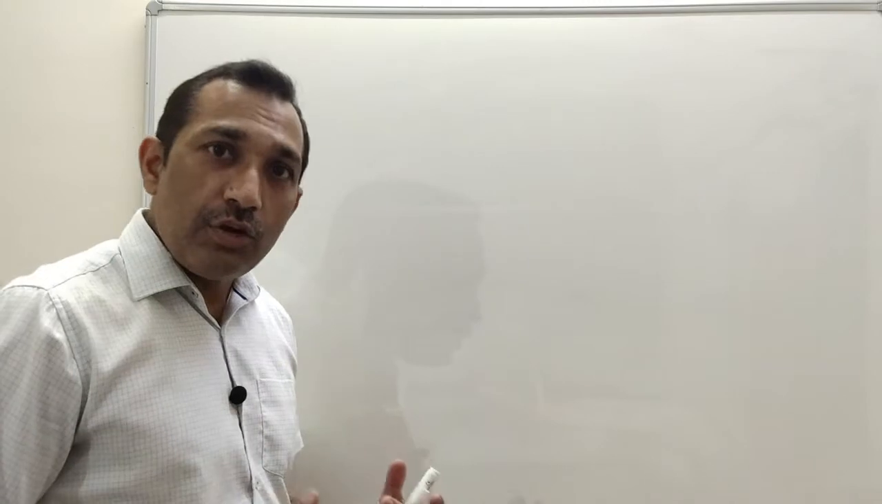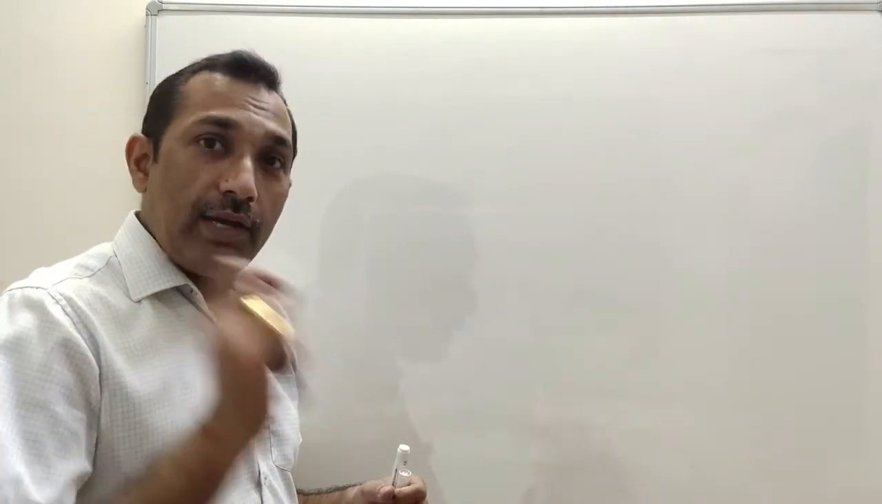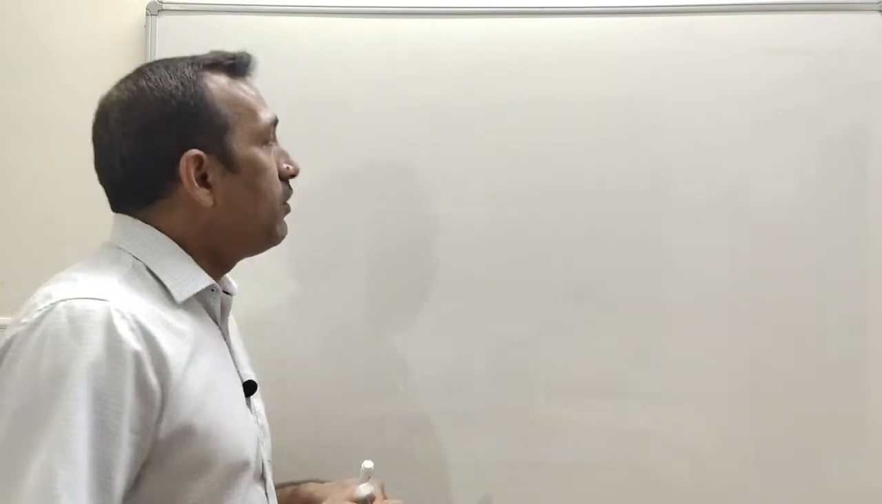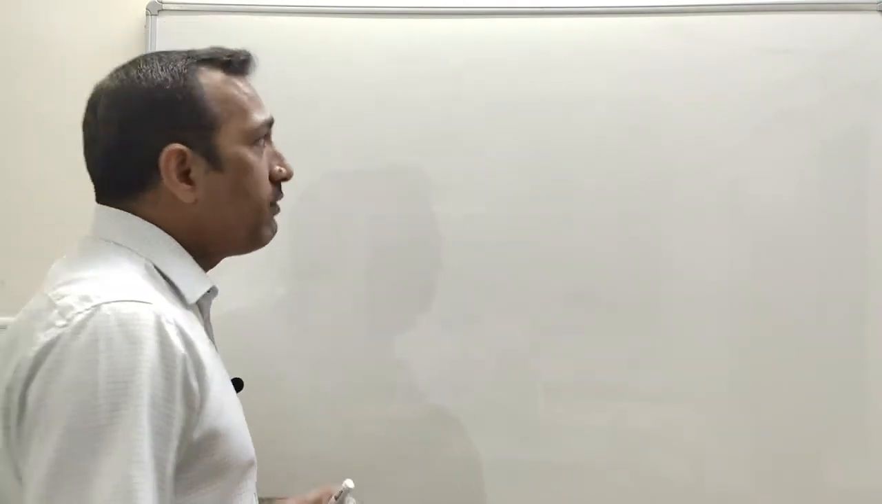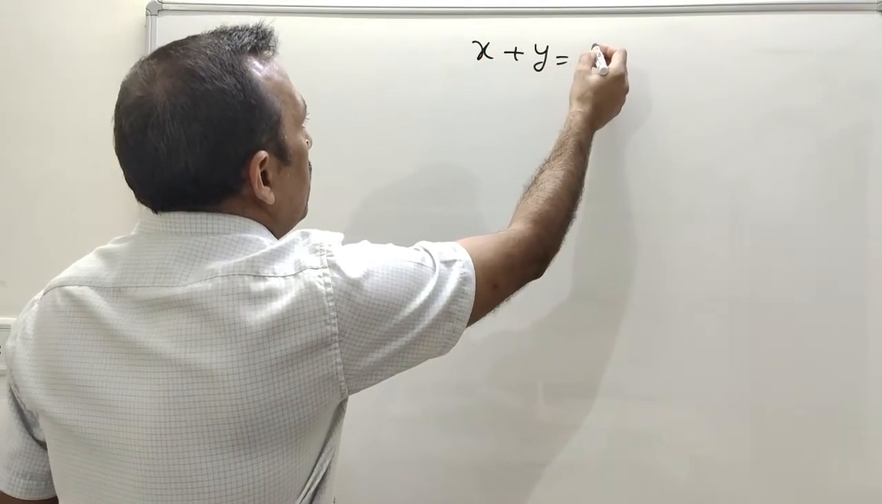Now let us learn more about the graph of a linear equation with 2 variables. Say for example, if I write another equation, x plus y equal to 6.